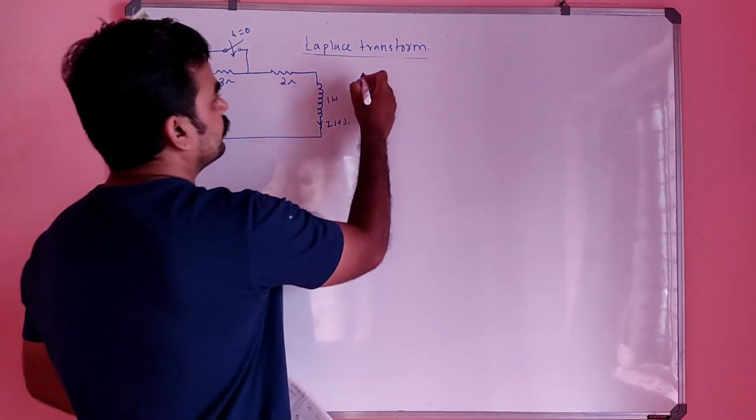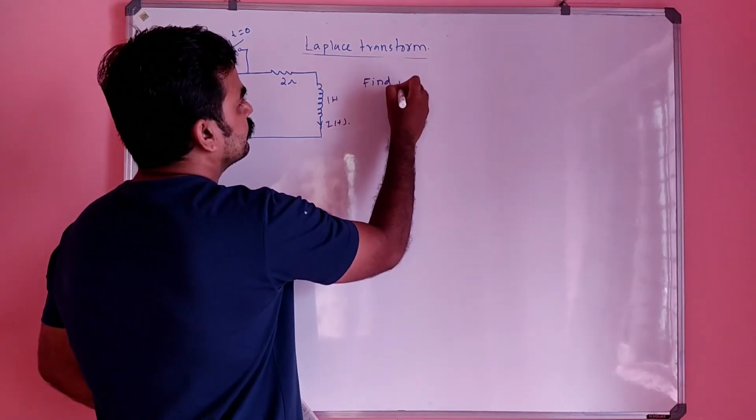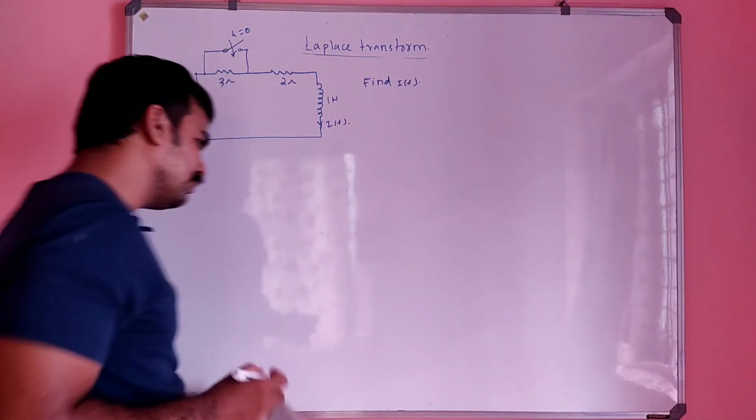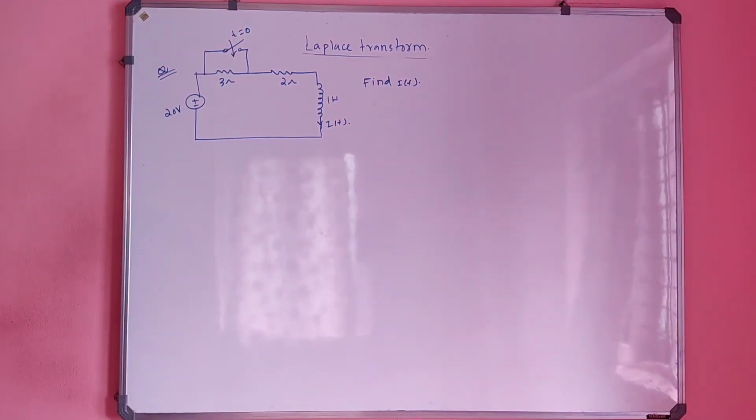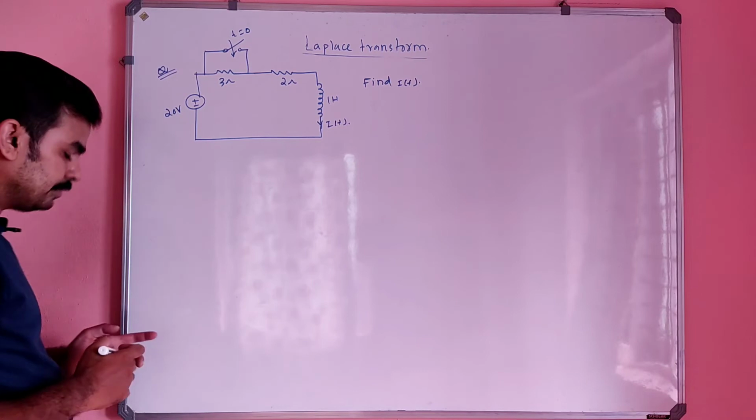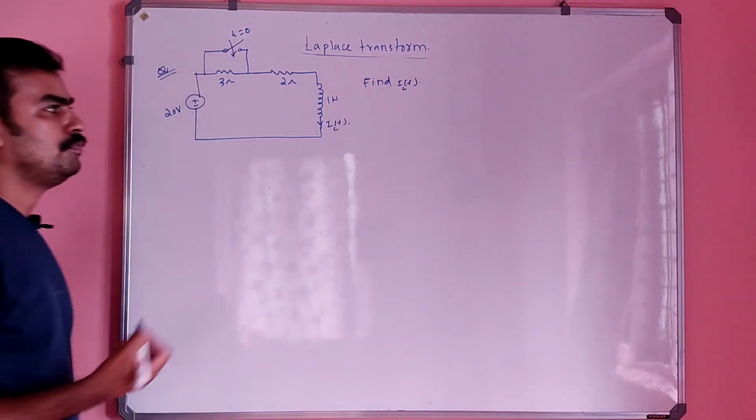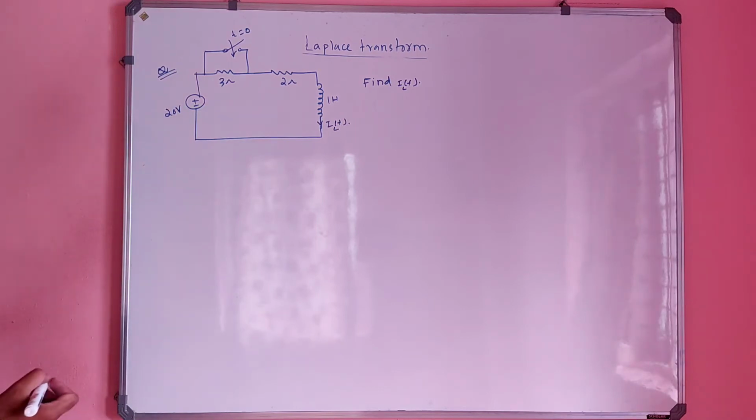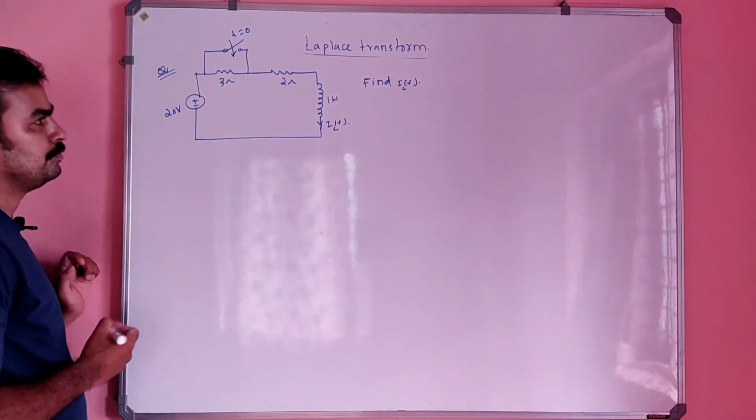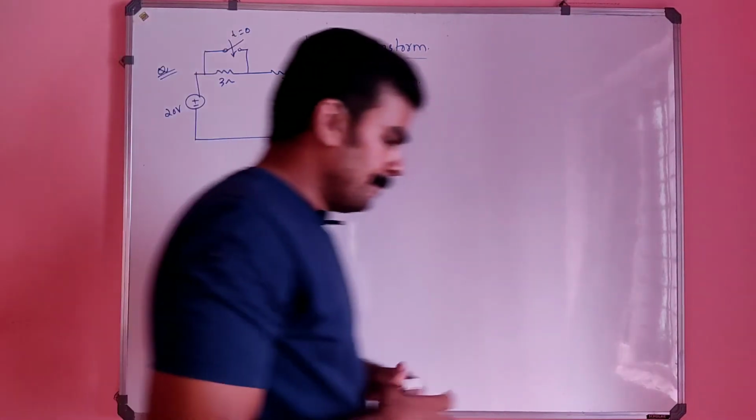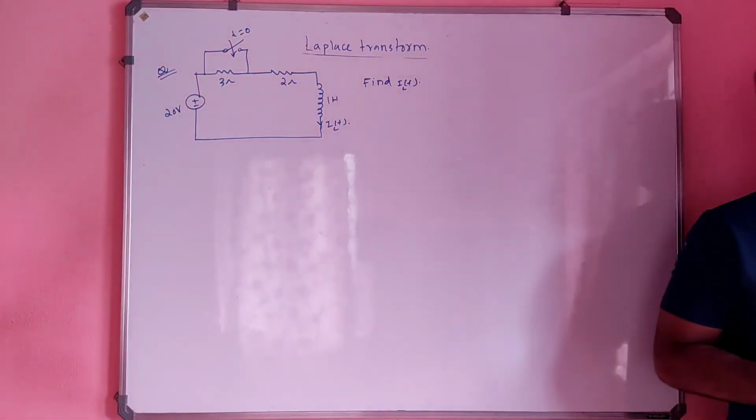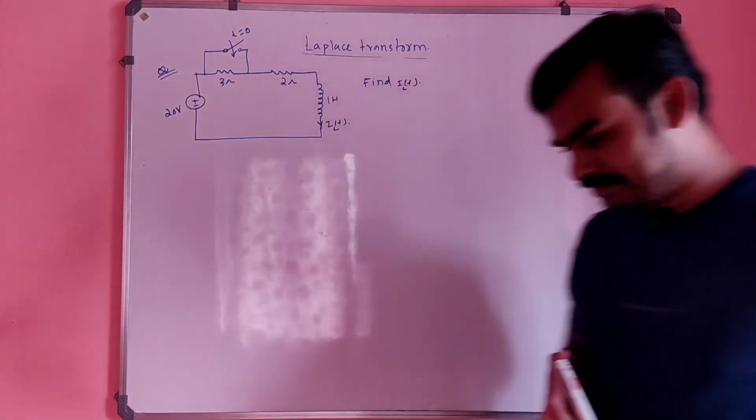So the question is, find I of t. Simply IL of t, you know, IL of t, because the current is flowing through the inductor, right? So IL of t also you can represent. How can we start with such a question?